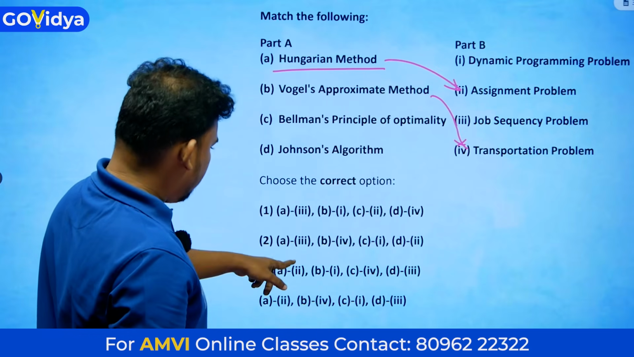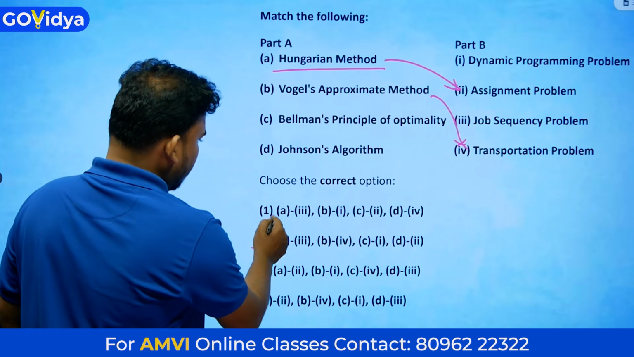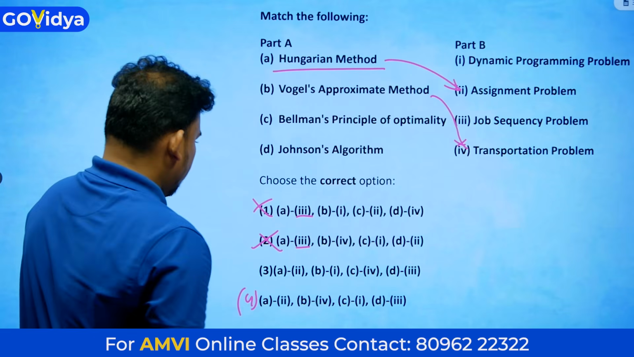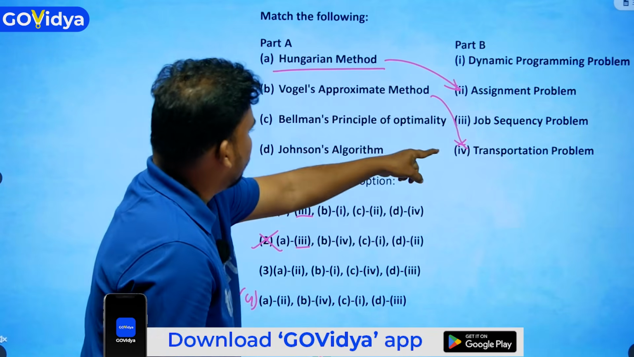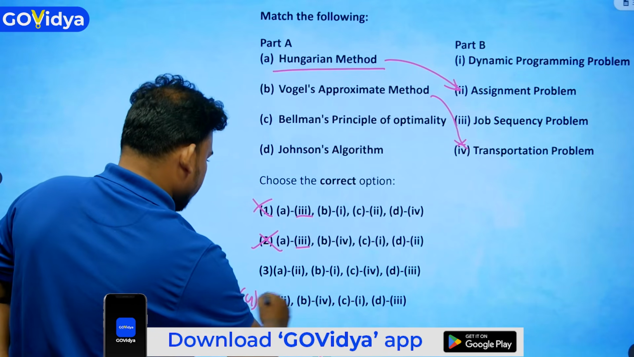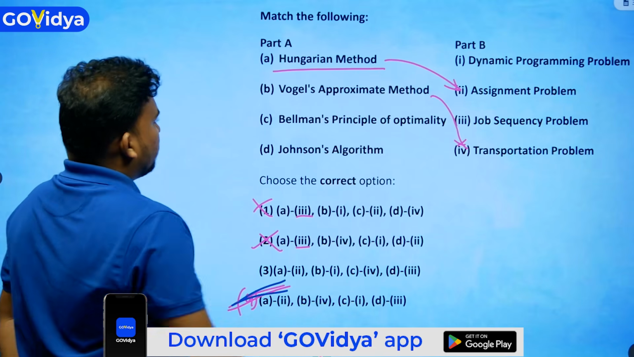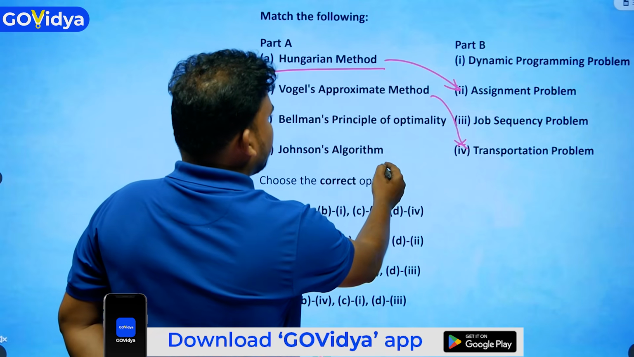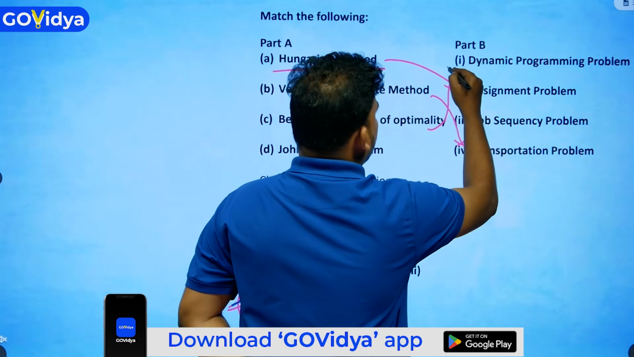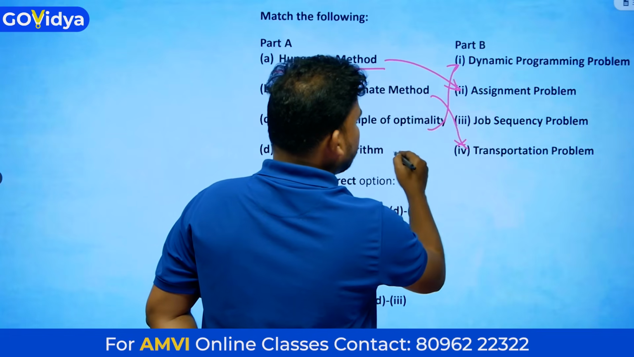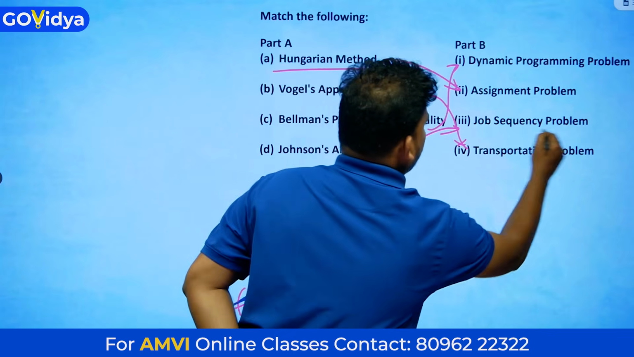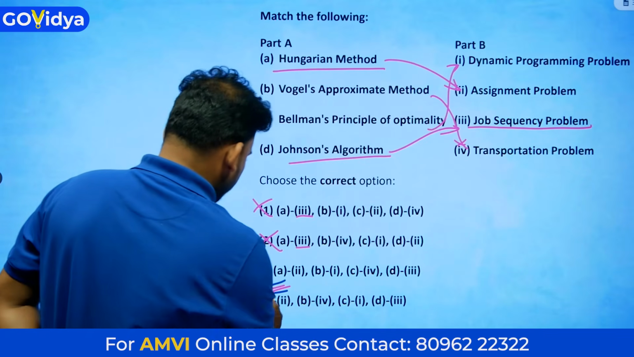A stands for 2, right? This option is not correct because A is 3. Here 2, both options are there. This is the 4th option. And we will see Vogel's approximation is going to 4, right? A is 4, B is 4, right? So this is the correct answer. Remaining, Johnson's algorithm, actually we are using it in the dynamic programming problem, right? Johnson's algorithm is for the job sequencing problem, right? Johnson's algorithm, sequencing and scheduling. Option is the 4th option.